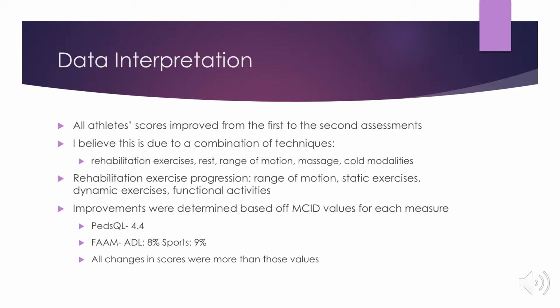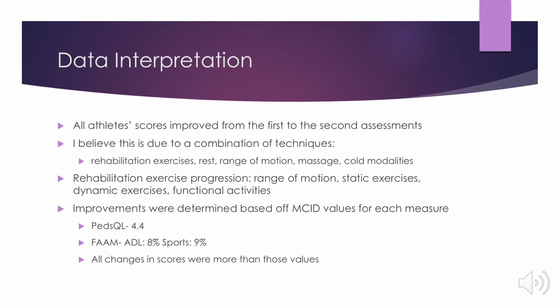Our rehabilitation exercises followed the same basic pattern, but our exercises were adjusted for each patient as needed on a case-by-case basis. So we started with range of motion and getting that back to as normal as possible. And then we moved on to static exercises. From there, we would progress those to more dynamic and finally more functional and sport-specific movements before returning them to their sport.